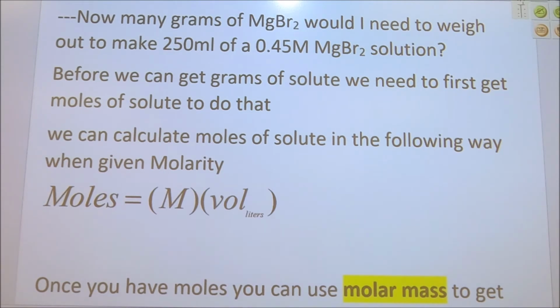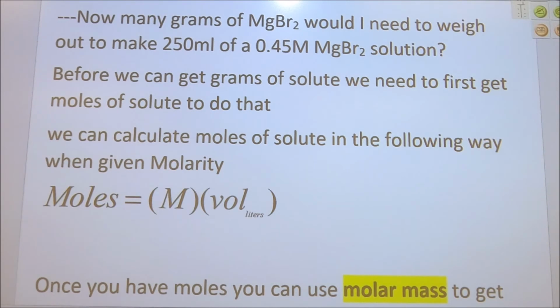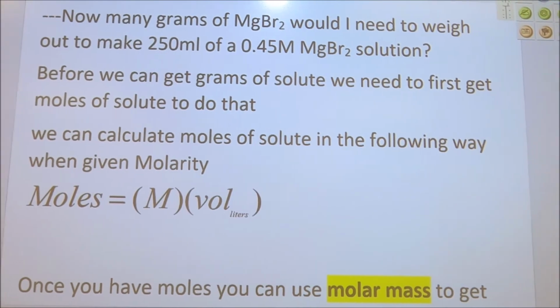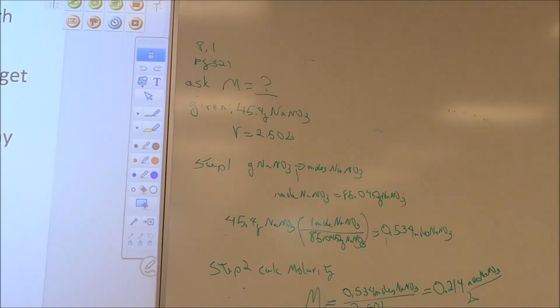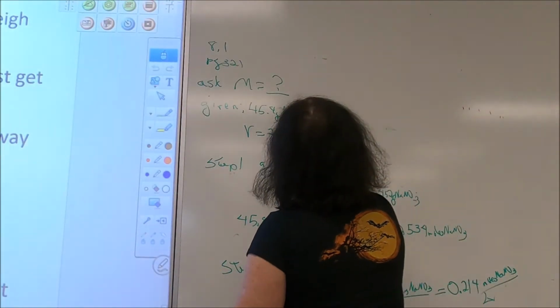So let's look at rearranging the molarity equation. If molarity equals moles divided by volume in liters, then if I multiply both sides by volume, what we get is the moles of solute equals molarity times the volume. And then once we have the moles of solute, we can calculate grams of solute. So let's do this problem with the magnesium bromide. Okay? Clear the board again.